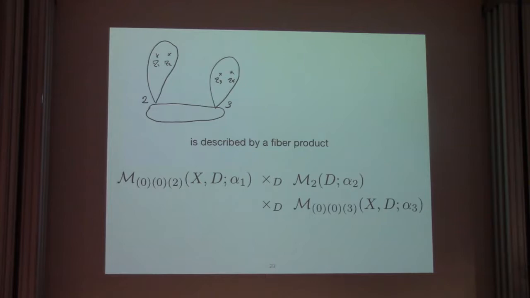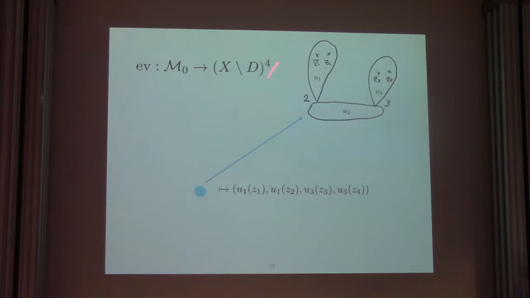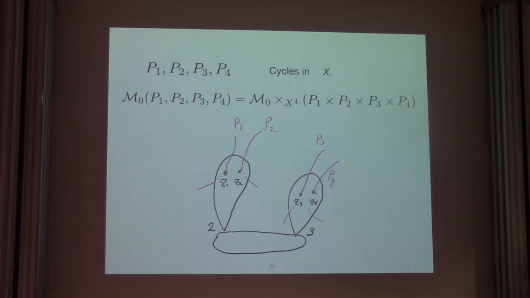So now I want to make some simplified assumptions. And let me write M0 is this fiber product. And then from this M0, we have this evaluation map of these four remaining mark points, which goes to the complement to the power four. So that's somewhat similar to the situation of the Gromov-Witten case. And then I want to take these four cycles, P1, P2, P3, P4, and I want to require that this moduli space hits these 4 points. So that is the situation that I want to study. And this is very similar to what you observed.